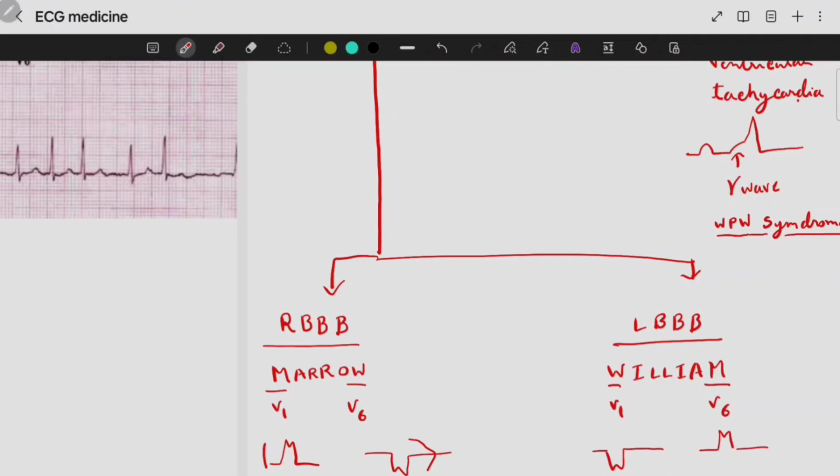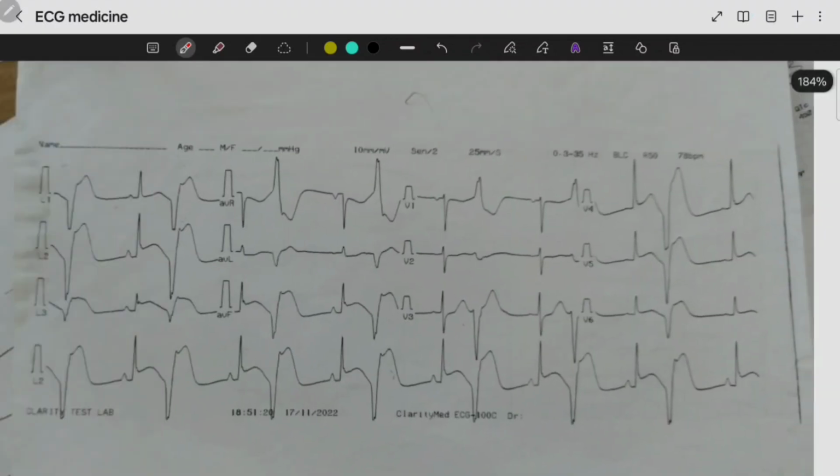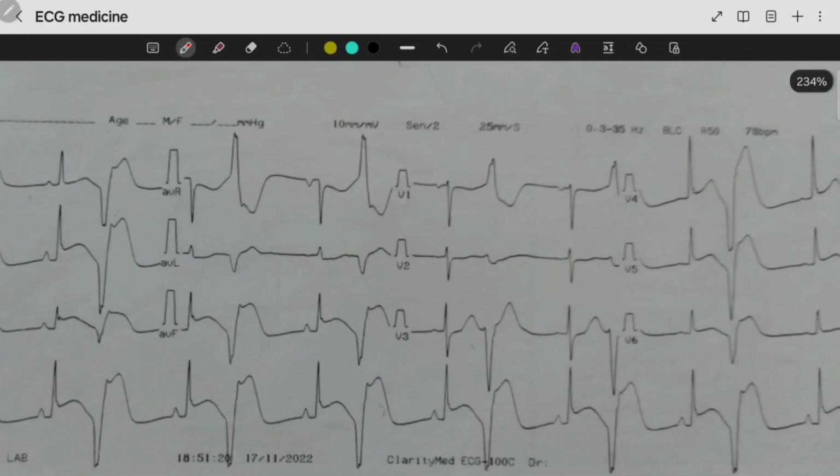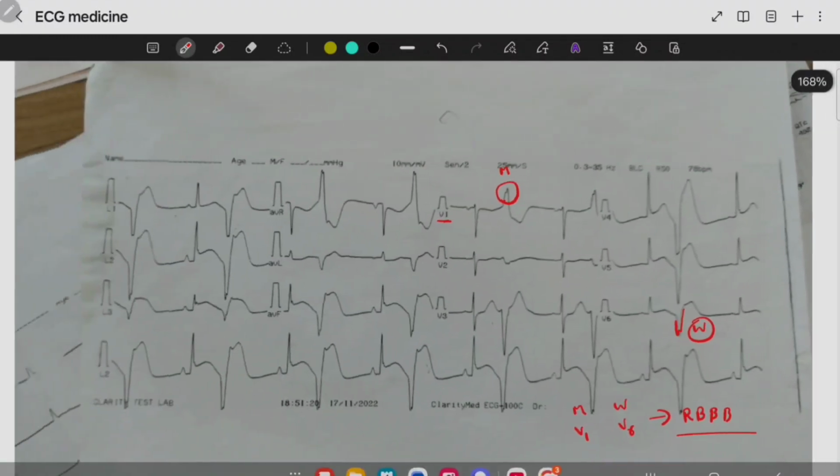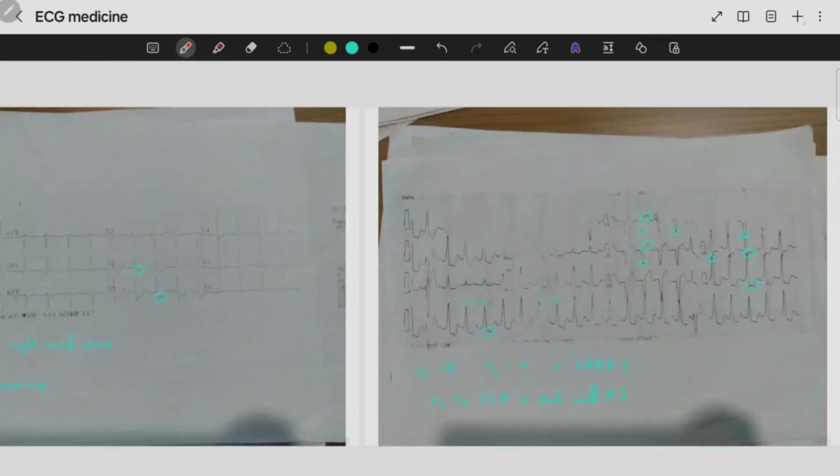Let's see in the ECG. See this ECG. In this ECG, you can see that V1 is M type, and see the V6. Here it is hazy, but this ECG is like this. So it is W. So V1 M and V6 W means it is what? Yes, Marrow means right bundle branch block. Let's see another ECG.